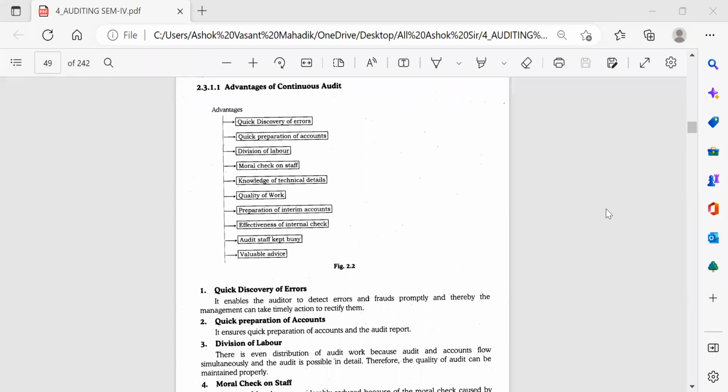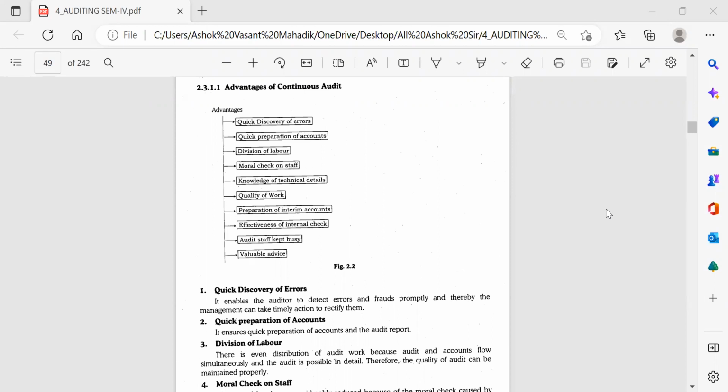Next, effectiveness of internal check. In the previous lecture, I told you what is internal check: the work done by one person is automatically checked by another person. So it will become effective only if you have continuous audit work going on. Clear?